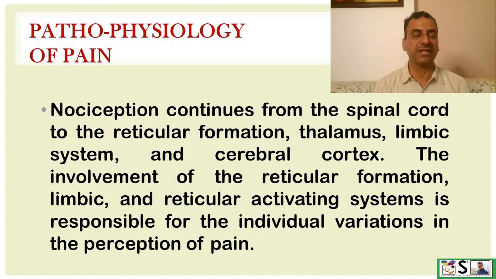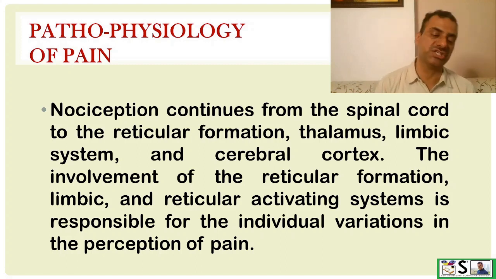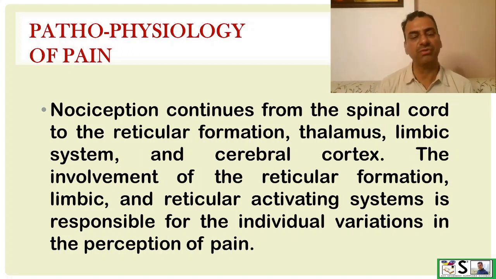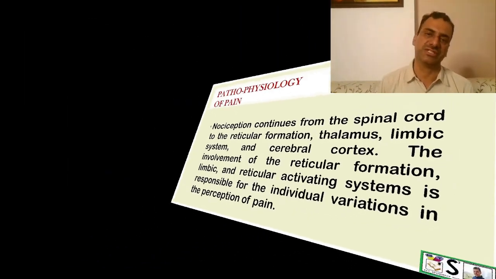Nociception continues from the spinal cord to the reticular formation, thalamus, limbic system, and then cerebral cortex. The involvement of the reticular formation, limbic and reticular activating system is responsible for the individual variation of the perception of pain, because the same pain may be perceived differently by different individuals.